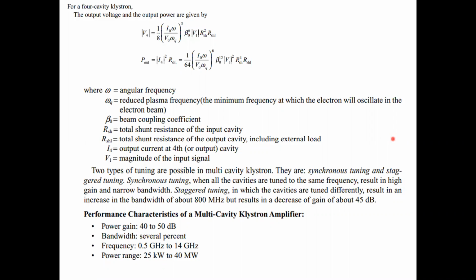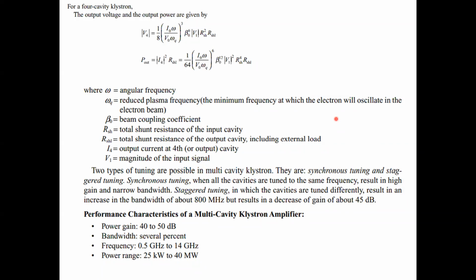And similarly, here I am representing the power equation. You are seeing on the screen the power output equation: I squared, current squared, multiplied by R. So we have 1/64 (I naught omega by V naught omega) to the power 6, beta squared, V squared, R to the power 4, multiplied by RSHL. So this is called the voltage and power equations for the 4-cavity klystron, similar to the extended equations of the 2-cavity model.